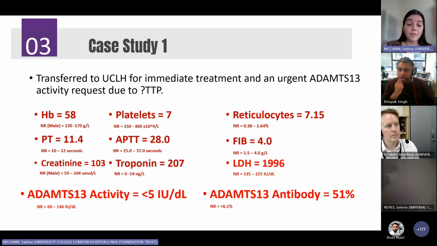The ADAMTS-13 activity came back as less than 5 international units per decilitre, with our normal local reference range between 60 and 146, thus confirming TTP diagnosis. And the ADAMTS-13 antibody was 51%, normal range less than 6%, and therefore we have confirmed that this patient is in fact immune TTP.